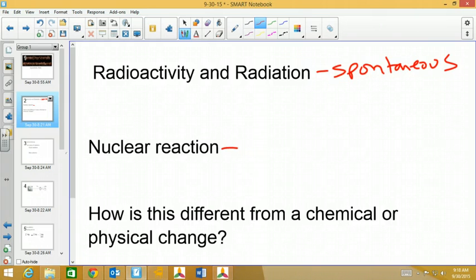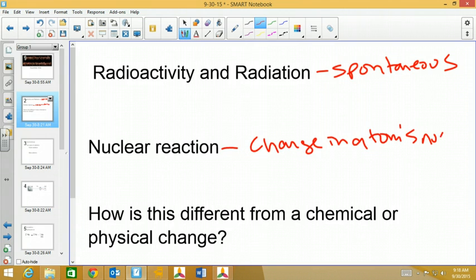An actual change in the atom's nucleus, right? And this is a big deal. How does that differ from a chemical or a physical change, is my question to you. We've got this nuclear change, this nuclear reaction. How is it different from a chemical or physical, Sam? Usually in a chemical reaction, the electrons move around, but the nucleus doesn't get affected. In a nuclear reaction, the nucleus stuff changes.